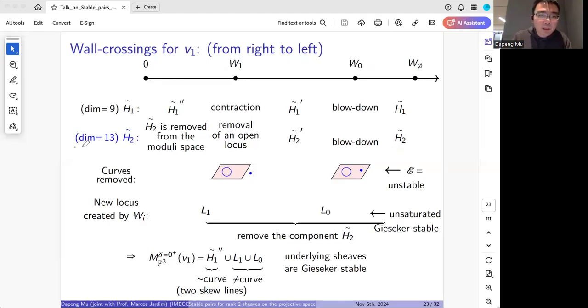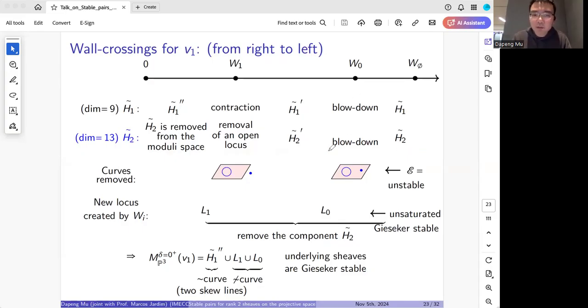Here for this H2 component, I'm marking blue, because our more general result is a generalization of the result in this row. So maybe let me start with describing the wall crossings for this H2. Let's recall that H2 is a component parameterizing planar curves with one extra point. So we start from the fibered Hilbert scheme. It's a fibration over this H2.